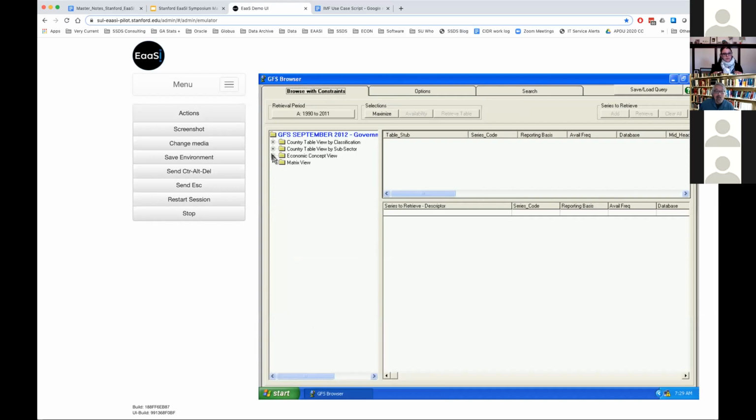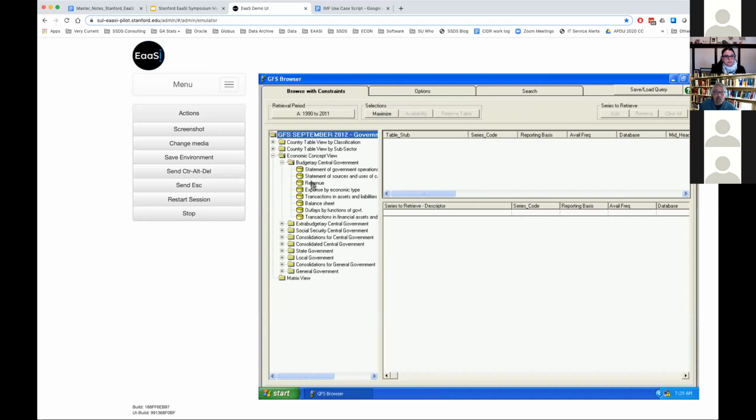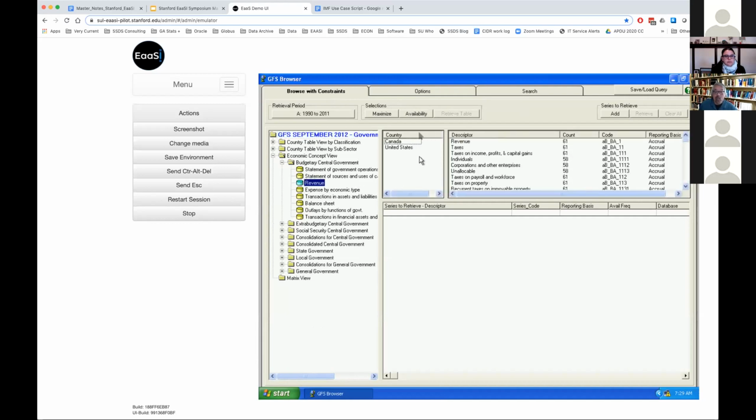I'm going to show you how you would use the economic concept view, because one of the advantages of that view in this data set is it actually tries to harmonize the time series data between different countries, and you can choose more than one country when you're searching it. So I'm just going to choose something to show you how you extract something. I'm going to take revenue. As you can see, the country pane only has the 2 countries that did the search. And this is the listing of all the time series files that come up for the 2 countries.